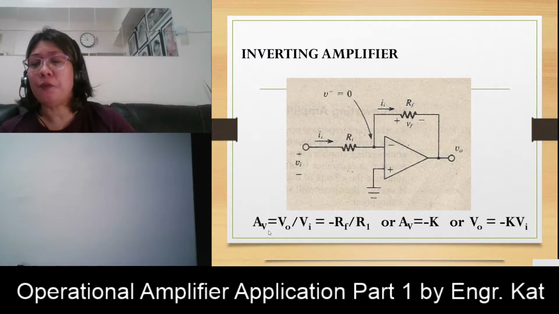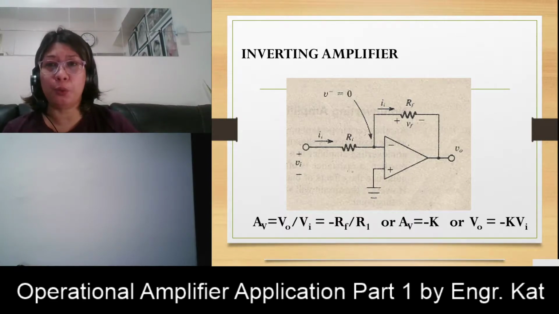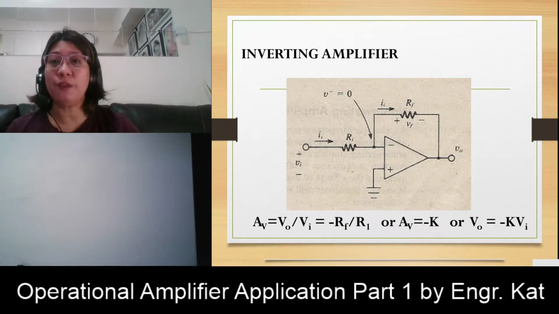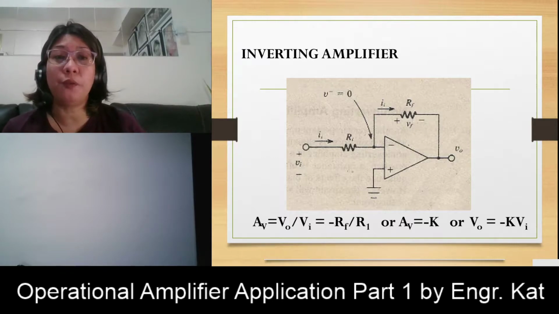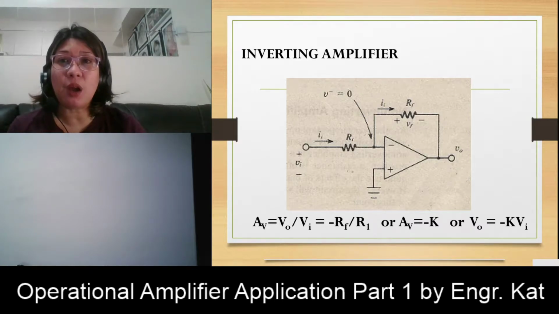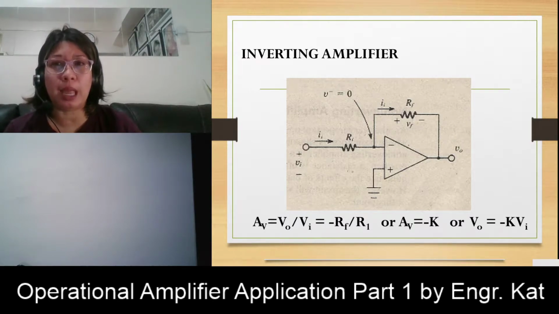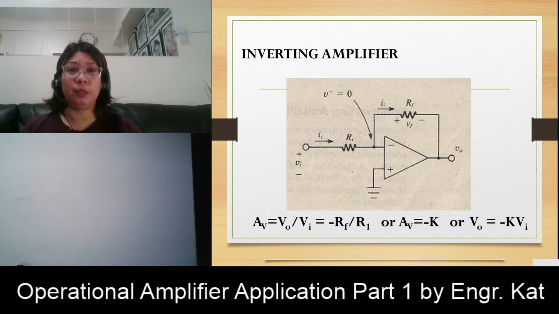Our formula for the voltage gain is the output voltage divided by your input voltage, which is equivalent to negative RF over R1. From our previous video, we have already derived why it became negative RF over R1. RF over R1 can be represented by a constant, so let us call that K. That means your input voltage is multiplied K times, but we have a negative sign here showing that there is a 180 degrees phase difference between your input and your output signals.